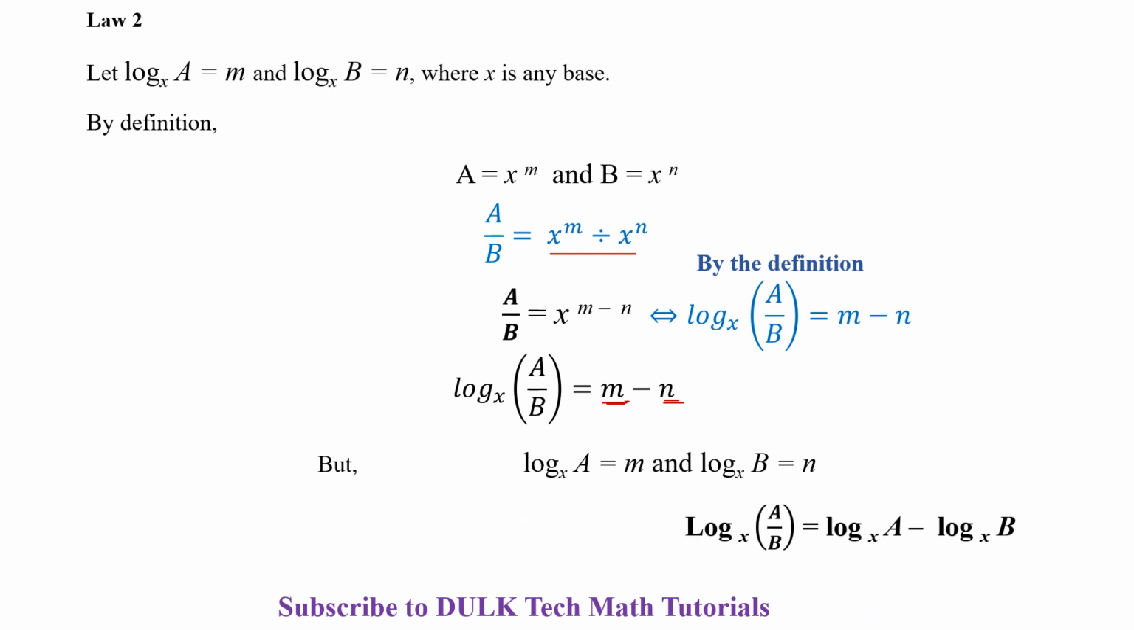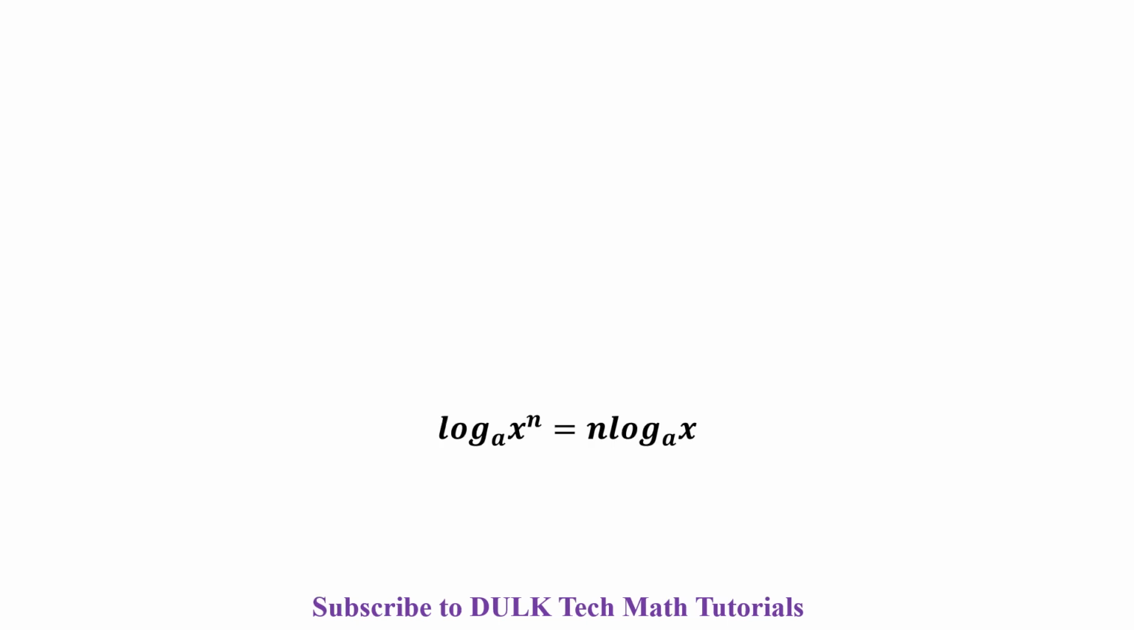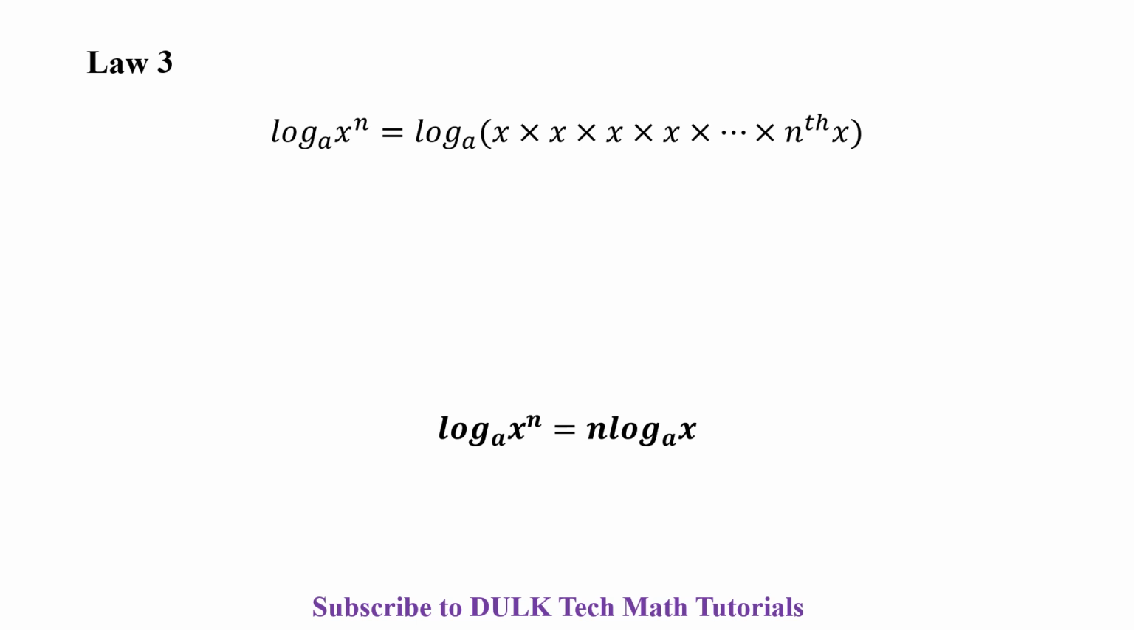Right? Let's move on to the last one. And this is the law that we are talking about. This one is very simple. We're going to use the first law to derive this one, right? We are saying, suppose we are given log x to the power n base a. This is the same as log of these x's multiplying each other from the first x up to the last x, which is the nth, because it is to the power n. So from x up to the nth x, they are multiplying each other like this, right?